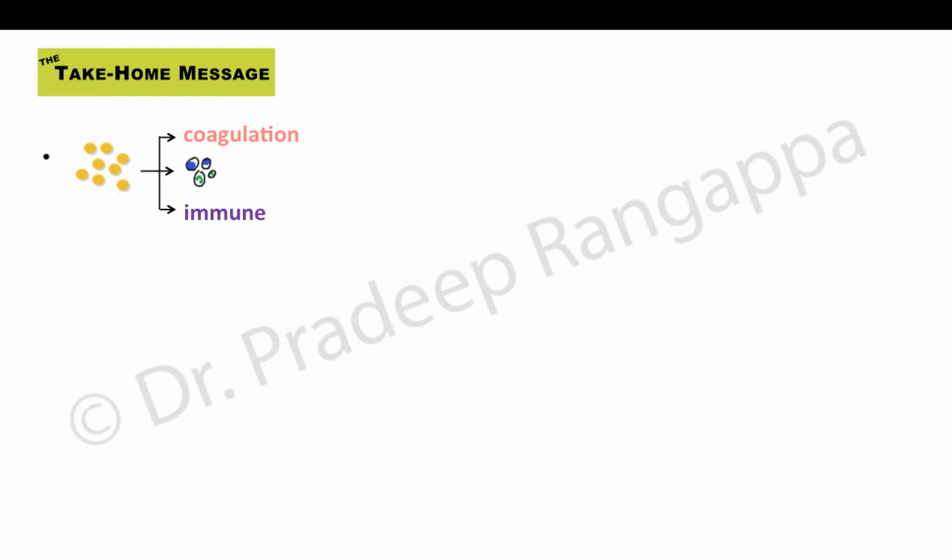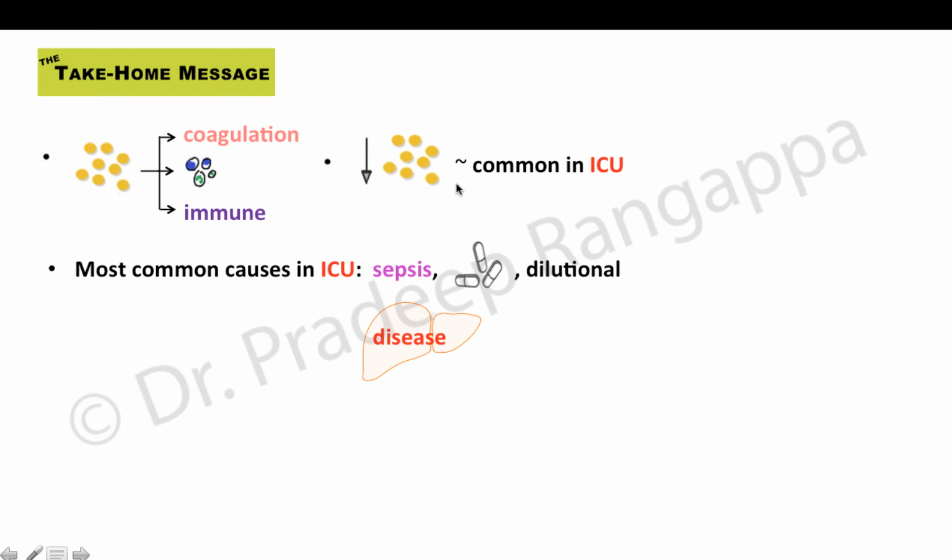So the take-home message. When you look at platelets, I think platelets have multimodal effects. They have an effect on coagulation. They do produce pro-inflammatory and anti-inflammatory factors, and they do have a bearing on immune function. And thrombocytopenia, all of us have to understand, is common in the ICU. Up to 50% of patients can have thrombocytopenia.